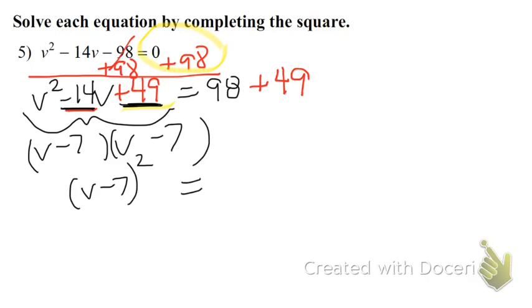Bring down the equal sign. And on the right side, we have to add those 2 numbers up. So 8 and 9 will be 17. I get 147, but you better check my math. Okay?